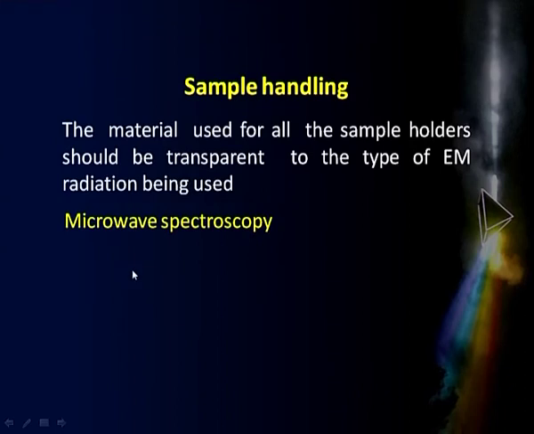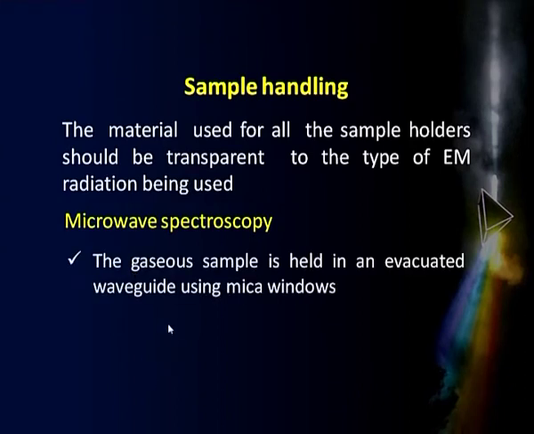In microwave spectroscopy, typically the gaseous samples are taken into an evacuated waveguide using mica windows. That means you have a long tubing which is evacuated, wherein you take the sample, and on both sides there are mica windows and the radiations will come from there. So, mica will be transparent to the microwave radiations.